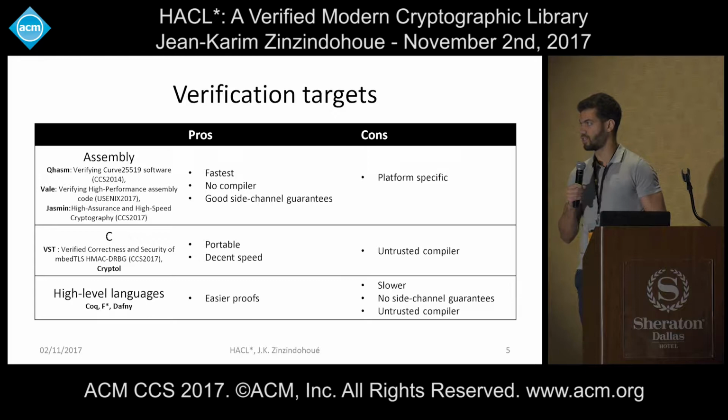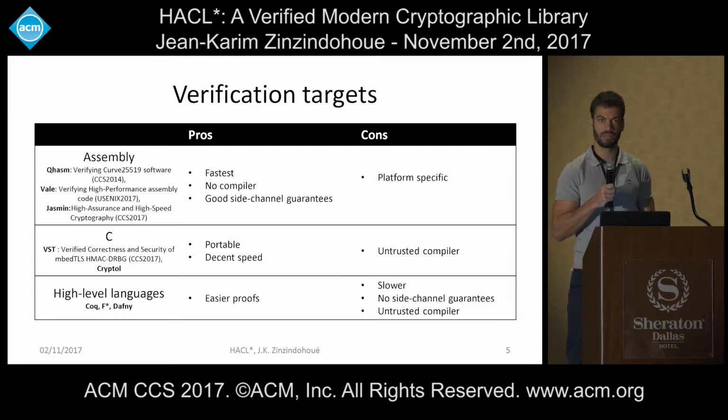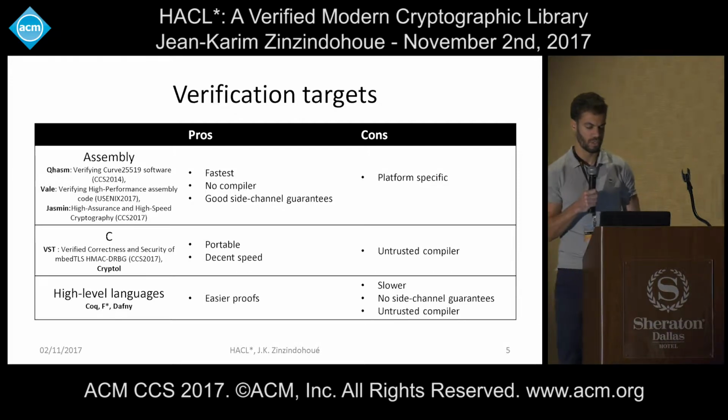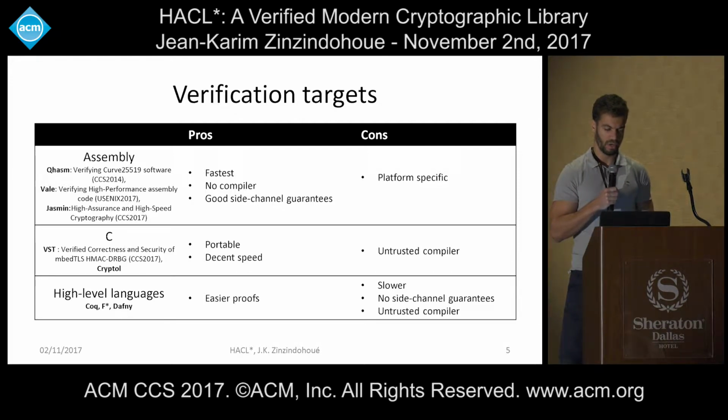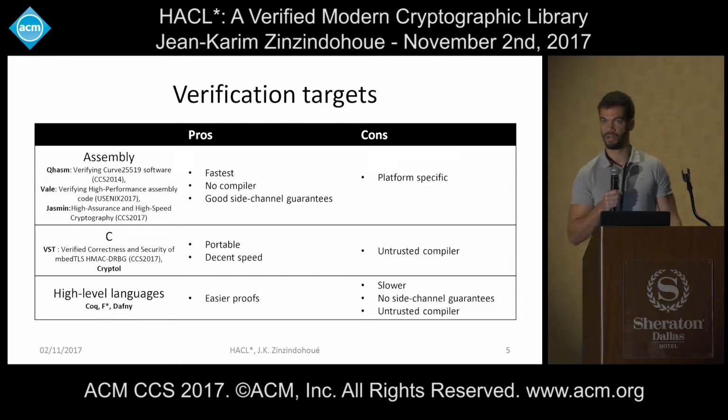Then you have C code, which is a bit higher level. And for instance, you have the Verified Software Toolchain that tackles C code. And there's also, in a coming session, a talk about that here. And the advantage of the C code is that it is portable. And I mean, pretty much any cryptographic primitive has a C implementation as the reference implementation that will be distributed everywhere. It also provides decent speed, but then you need to trust the compiler. And well, no one really knows what the compilers might introduce, in particular in terms of side channels.